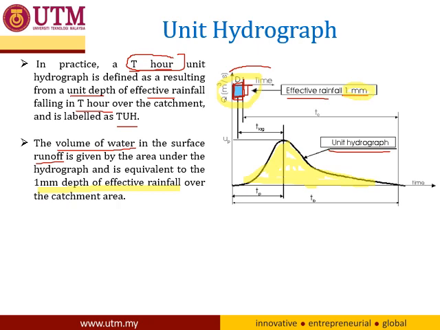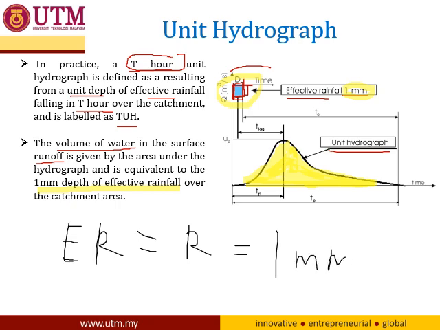So this shaded runoff should also be 1 millimeter, because effective rainfall is the same as runoff. That's the concept. Effective rainfall, I put SER, is the same as the runoff. So it is 1 unit. If you use millimeters, it is 1 unit of millimeter. Because the effective rainfall is 1 millimeter, the runoff should be 1 millimeter as well.